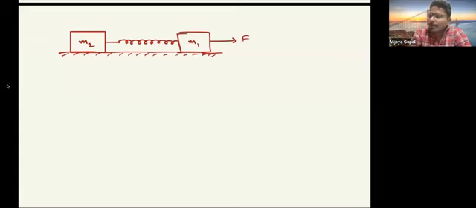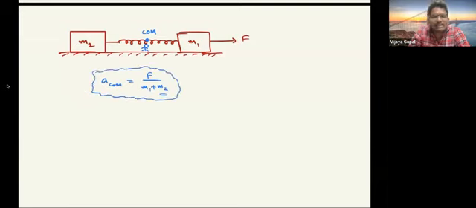The first one: I'll go and stand on the center of mass and I'll solve. Tell me, can I find the center of mass acceleration or not? How much will it be? F by the total mass, m1 plus m2. So this is my acceleration of center of mass. Acceleration of center of mass is simply, imagine this is one single block, F by m1 plus m2.